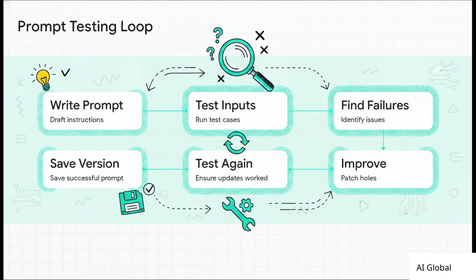Step 1. Write the prompt using the 7-part framework we just talked about. Step 2. Test it with realistic everyday inputs. Step 3. Find the failure points, like where did the AI get confused or go off script. Step 4. Improve the instructions to patch up those holes. Step 5. Test it again. And finally, step 6, save that successful version. You must run this loop to ensure your agent is truly robust.